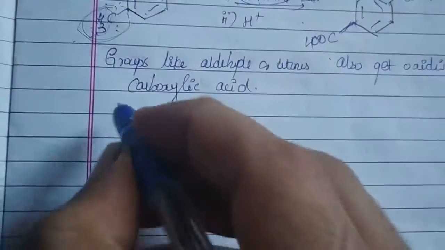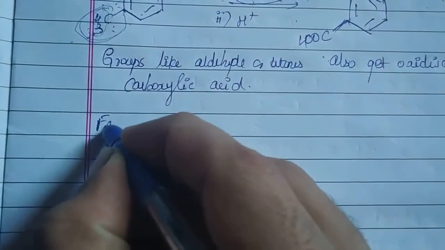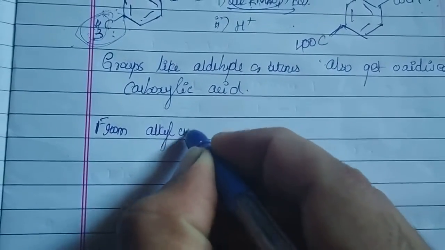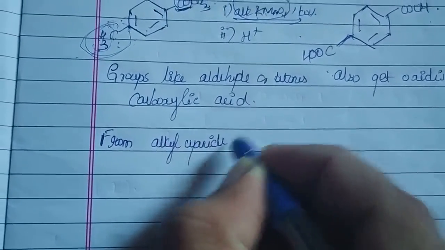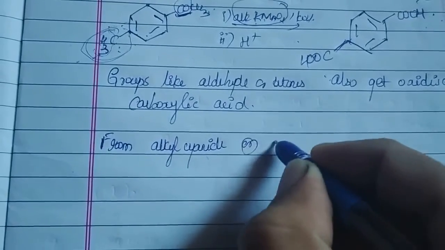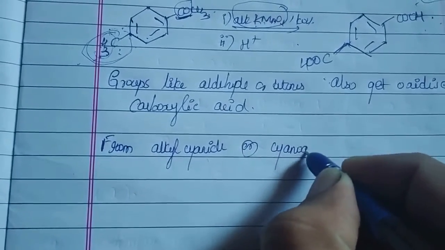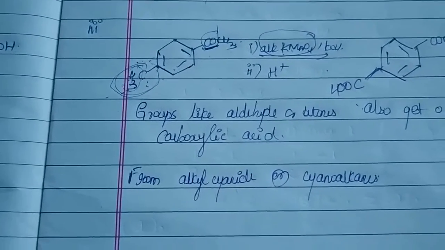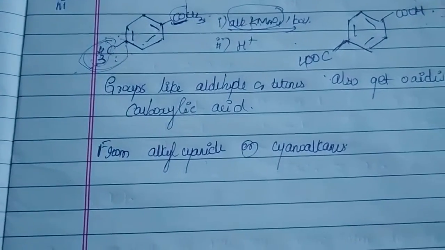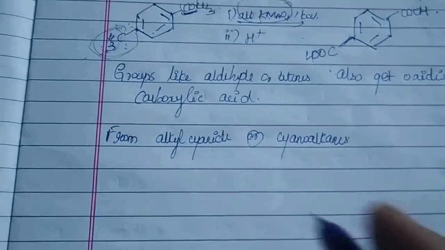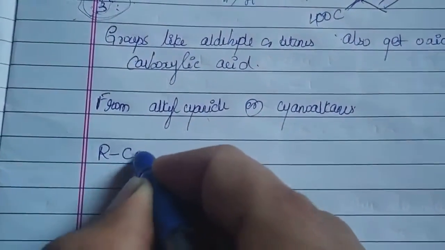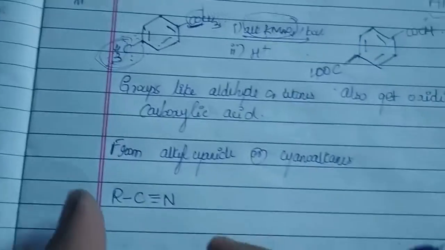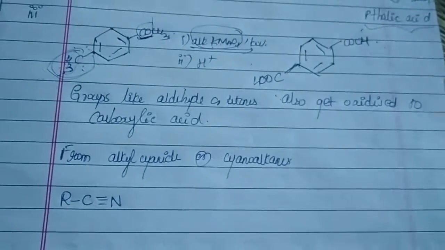So the next important preparation we are going to study is from alkyl cyanides. Alkyl cyanides, or we can also call them cyanoalkanes, or even sometimes alkane nitriles. All are the same. What is the general formula? That is R-C triple bond N, or in simple words RCN. So how can we convert this compound to the carboxylic acid?